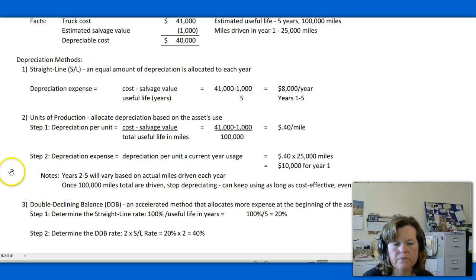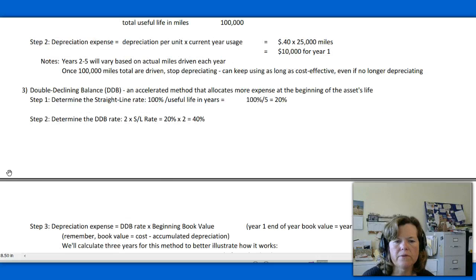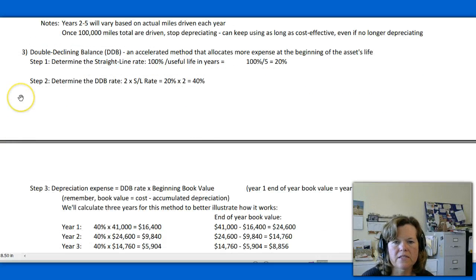The third method we're going to look at is the double declining balance method. This is an accelerated method that allocates more expense at the beginning of the asset's life. And it's actually a 3-step process.